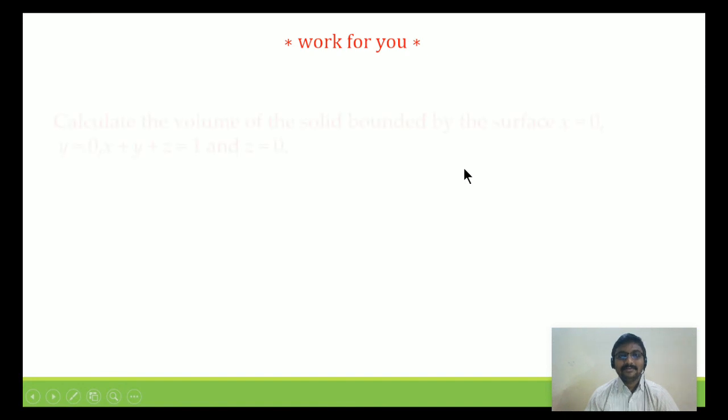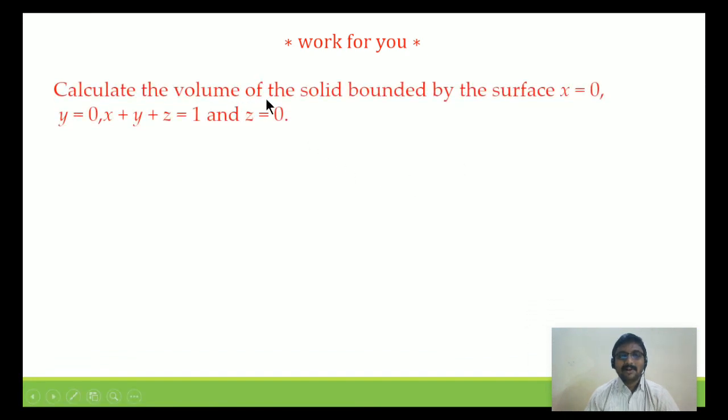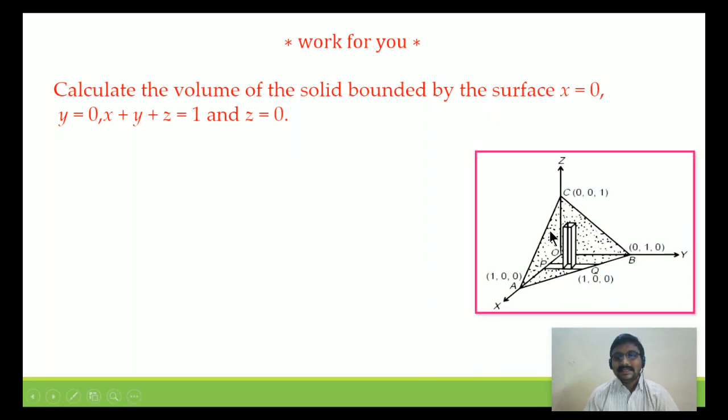Work for you. Calculate the volume of the solid bounded by the surfaces x equals 0, y equals 0, x plus y plus z equals 1 and z equals 0. So that means the solid is bounded by 4 planes, which means the volume region is a tetrahedron. So you have to find the volume of this tetrahedron. Here I will give you a hint, that is, the limits for you.